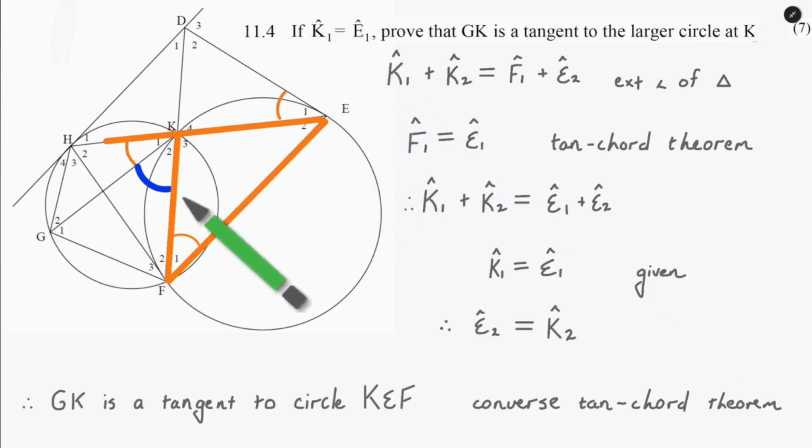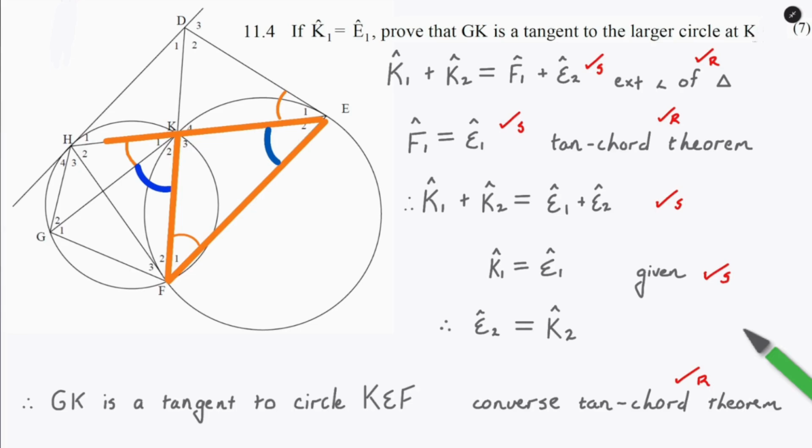And if you want to take a graphical approach, you see how this exterior angle is an orange plus a blue angle. So we've already got an orange angle here, so this has to be a blue angle. And we conclude that by saying that E2 is equal to K2, and then we jump to our conclusion and say that GK is a tangent to the circle KEF due to the converse tan chord theorem. And your 7 marks will be awarded for the following steps.